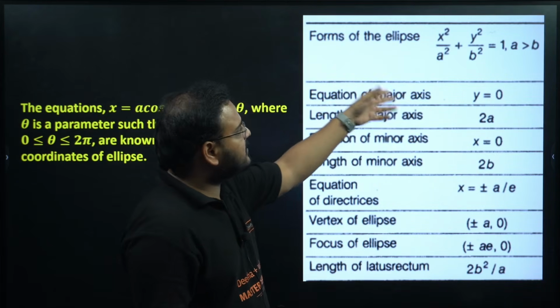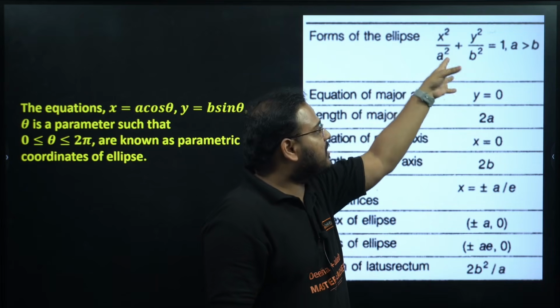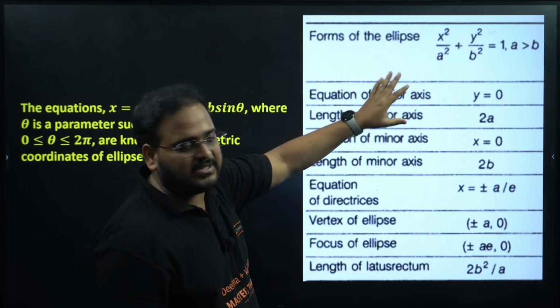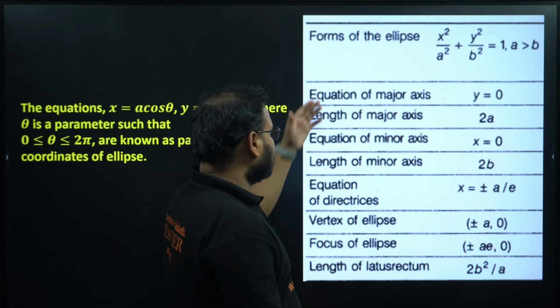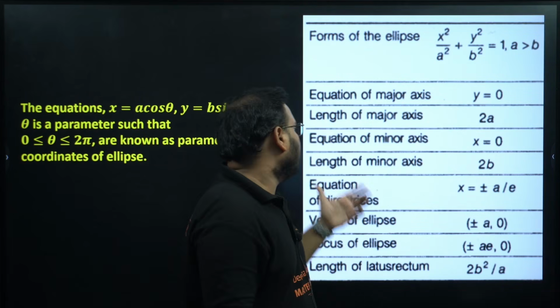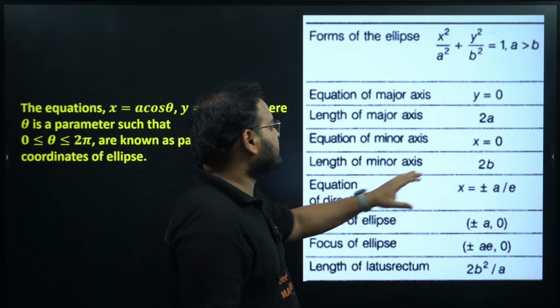And the forms of the ellipse: this is when a is on the major axis, a is more than b, you can see that. So this is the major axis form. The conjugate will be just opposite. Equation of the major axis will be y equal to 0, the x-axis. Length of the major axis is 2a. Equation of the minor axis is x equal to 0, this is the y-axis. Length of the minor axis will be 2b.